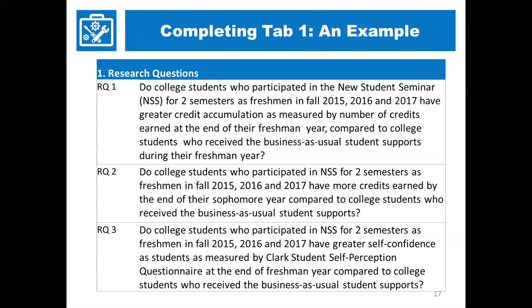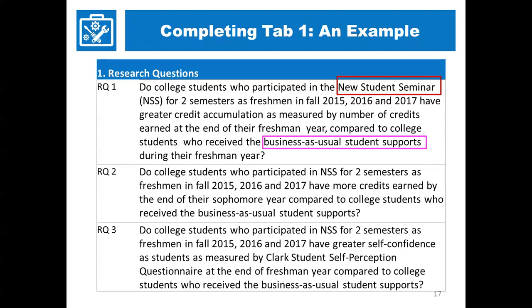So for our hypothetical example, here are 3 research questions that might be asked. We're going to focus on the first research question as an example and walk through it. The first thing in this research question is, what is the name of the intervention? So it's, do college students who participated in the New Student Seminar, so there you see the name of the intervention.